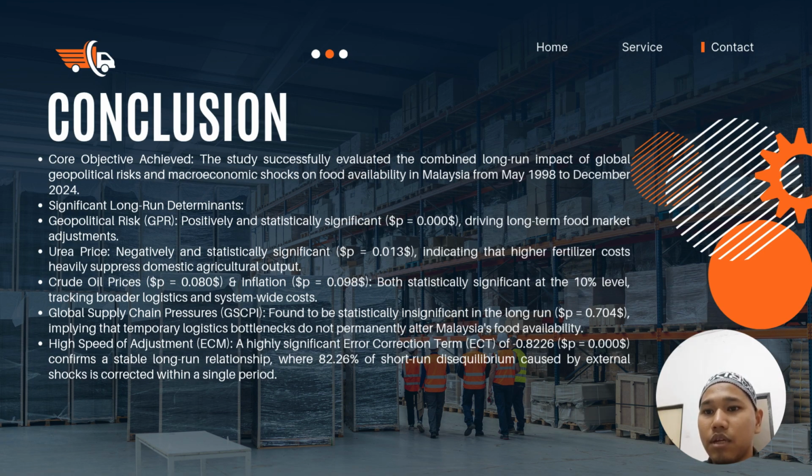Finally, the error correction model, or ECM, shows an error correction term of negative 0.8226, which is highly significant with a p-value of 0.000. This confirms that a stable long-run relationship exists among the variables. It also indicates a very high speed of adjustment, where approximately 82.26% of any short-run disequilibrium caused by internal shocks is corrected within one period, allowing the system to return quickly to its long-run equilibrium. Overall, this finding demonstrates that geopolitical risks, fertilizer prices, crude oil prices, and inflation are the key long-run determinants of food availability in Malaysia, while temporary global supply chain disruptions do not produce permanent effects.